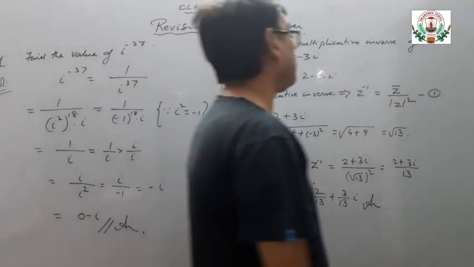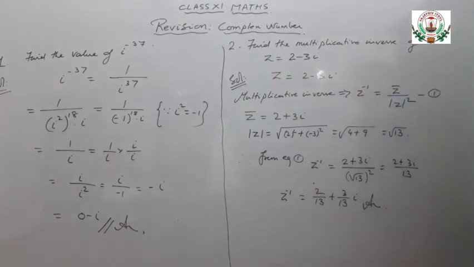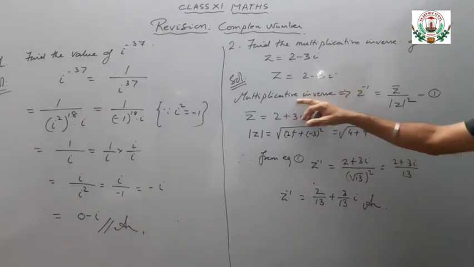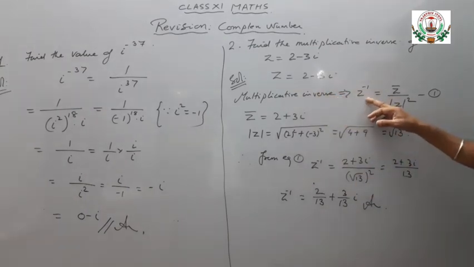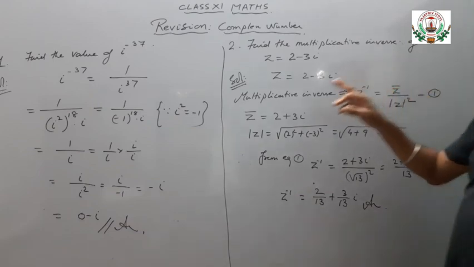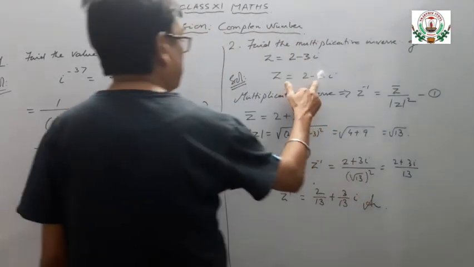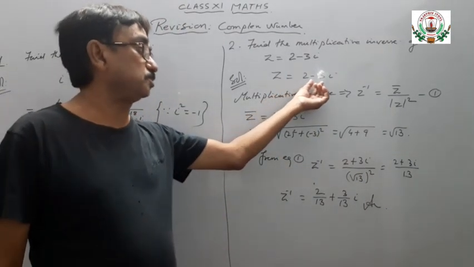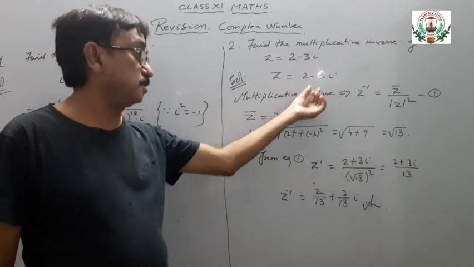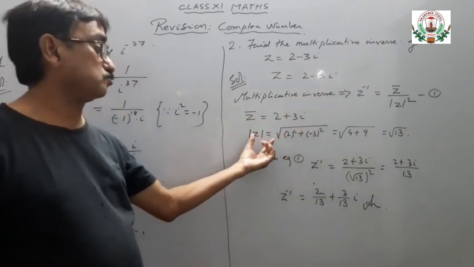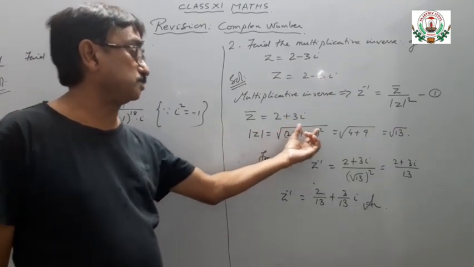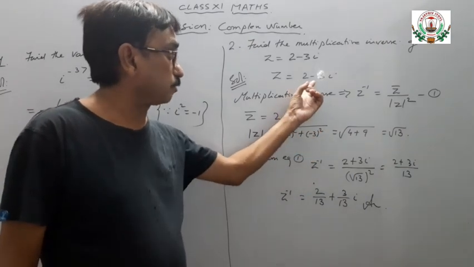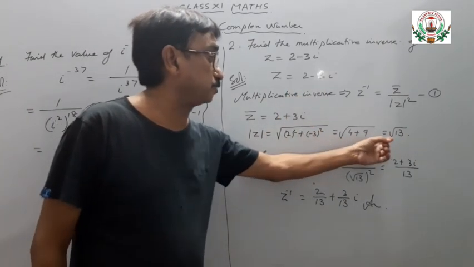Now find the multiplicative inverse of the complex number z equals 2 minus 3i. The multiplicative inverse formula is z inverse equals conjugate of z upon modulus of z squared. The conjugate of z: we just have to change the sign of the imaginary part, so it will become 2 plus 3i. The modulus of z is given by root over a square plus b square, so 2 square plus minus 3 square will become root 13.